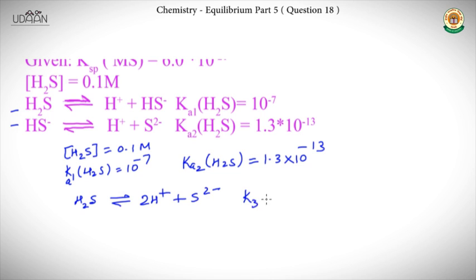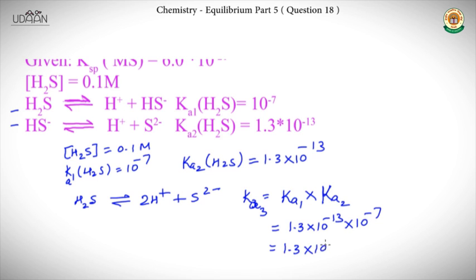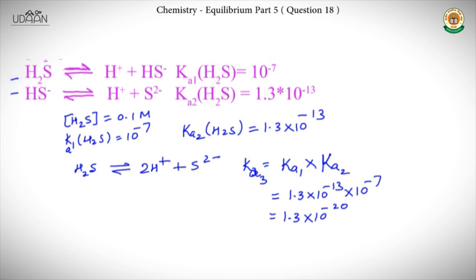So for this, the dissociation constant Ka3 will be Ka1 into Ka2. We had discussed this earlier, that when 2 reactions are added, their equilibrium constants get multiplied. So here I will obtain 1.3 into 10 raised to the power minus 13 into 10 raised to the power minus 7, which is 1.3 into 10 raised to the power minus 20.